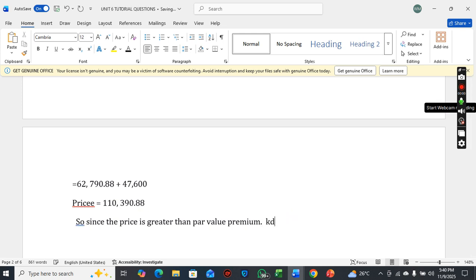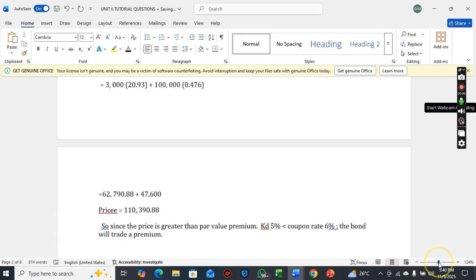So just remember this: when the cost of debt, KD, which is 5%, is less than the interest rate or the coupon rate, 6%, the bond will trade at a premium. Okay. Any questions before we now evaluate at 6%?